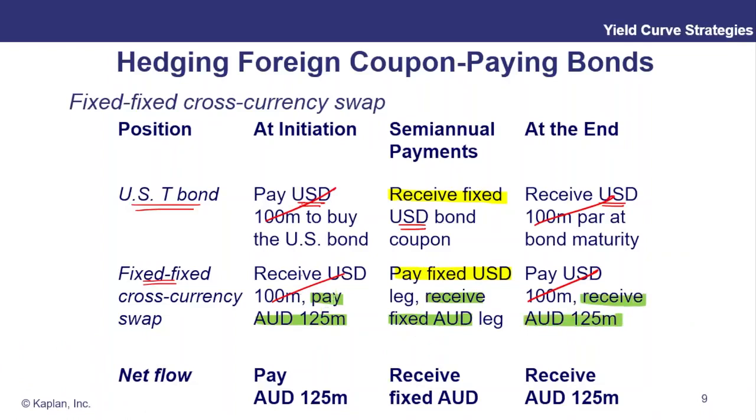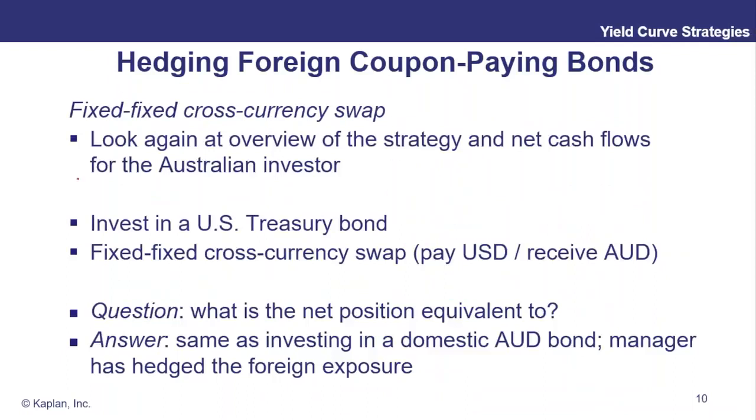Of course, the net result here, I could cross out the yellow stuff because then they net out. The green stuff is what's left. And the green stuff is paying out 125 Aussie today, receiving a fixed income in Aussie, and receiving 125 Aussie at the end of the investment. And of course, the slides say, look again, you know what we've done here. We've synthesized a domestic Aussie dollar bond. And the manager's hedged all foreign currency exposure, essentially.